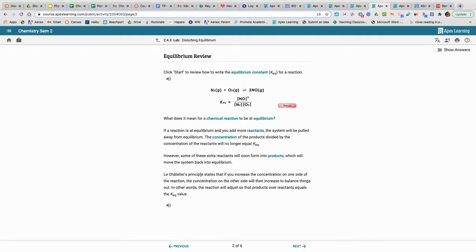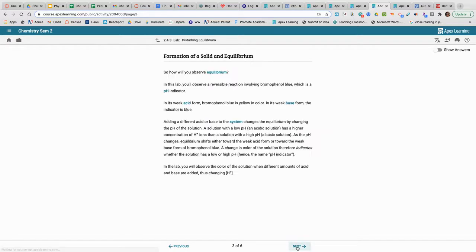So Le Chatelier's principle states that if you increase the concentration on one side of the reaction, the concentration of the other side will increase so that you can restore the KEQ value. All right, so that's what you're going to be looking at in your lab today. How will you observe equilibrium? You're going to observe a reversible reaction that involves bromothymol blue, which is a pH indicator, okay?